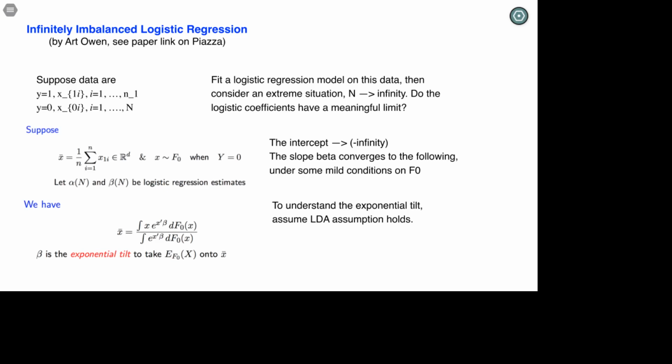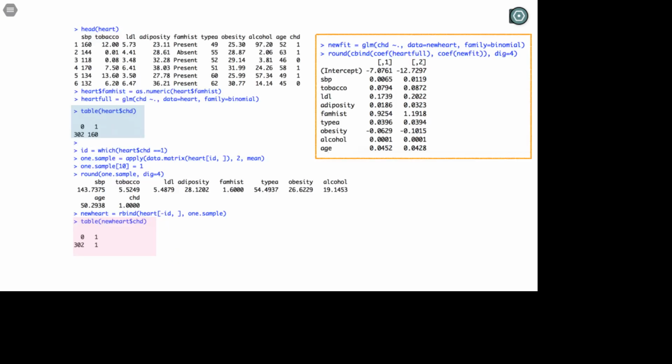And then we can still fit a linear regression model. You're going to find out for the logistic coefficients, their intercept and the slope. The intercept will go to minus infinity because of the disproportion of the two groups. But the slopes are still very meaningful. I don't think I have time to go through this, but I want to show you an example.